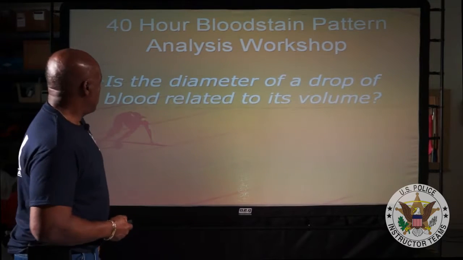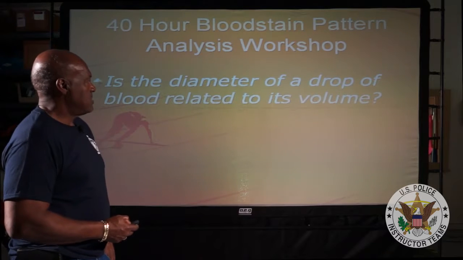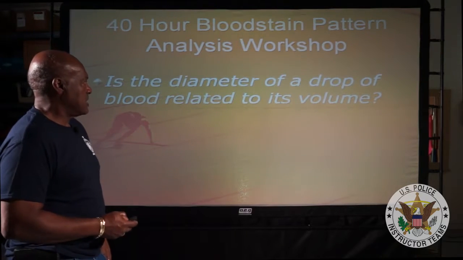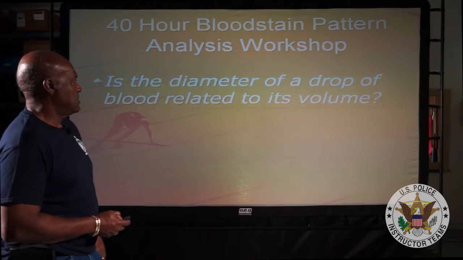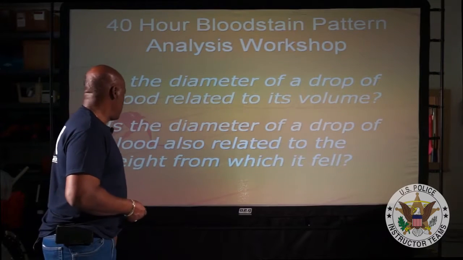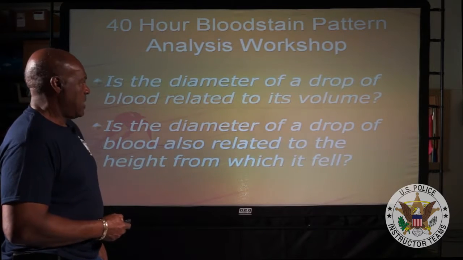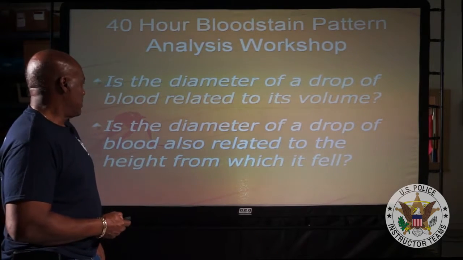Is the diameter of a drop of blood related to its volume? That's correct. The larger the volume, the larger the diameter, assuming that all things are constant, that the height is constant and the drop-in surface is constant. Is the diameter of a drop of blood also related to the height from which it fell? That's correct. The higher the height, the larger the diameter of the drop of blood.